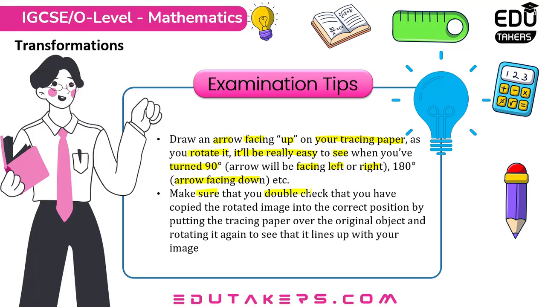Make sure that you double check that you have copied the rotated image into the correct position by putting the tracing paper over the original object and rotating it again to see that it lines up with your image.